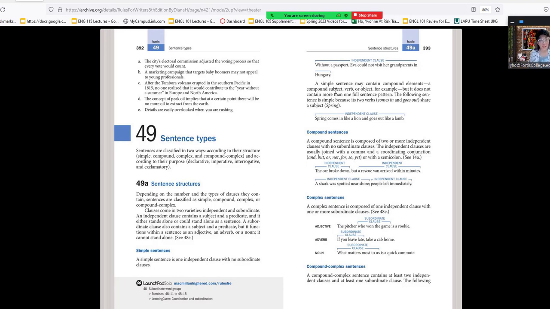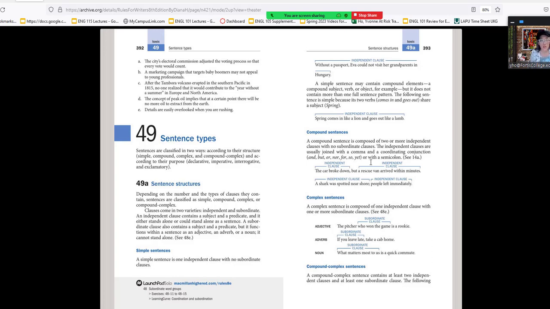A compound sentence. A compound sentence is composed of 2 or more independent clauses with no subordinate clauses. The independent clauses are usually joined with a comma and a coordinating conjunction: and, but, for, or, nor, so, yet, or with a semicolon. The car broke down, independent clause, comma, coordinating conjunction. A rescue van arrived within minutes. That's another independent clause. A shark was spotted near shore, independent clause, semicolon. People left immediately, independent clause. Both of these are compound sentences.